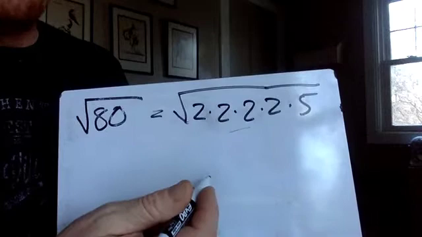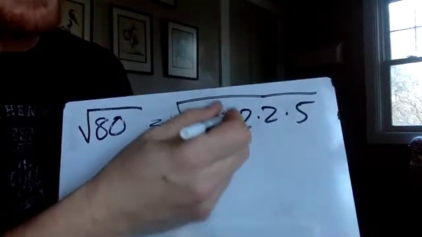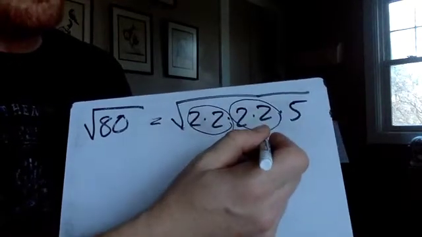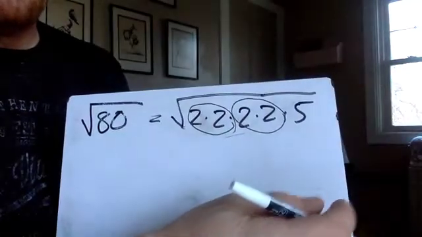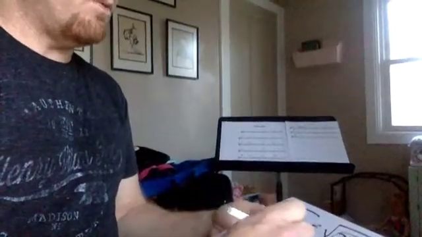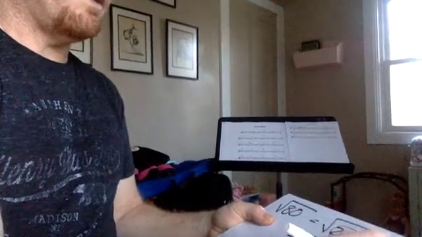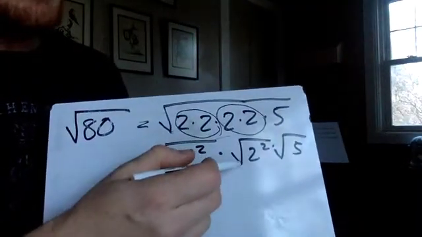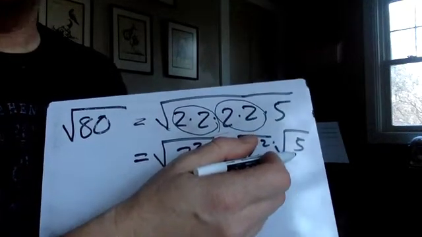Now what's great about writing it this way is I see that I can make a couple perfect squares out of this. If I take 2 times 2, that's going to give me 4. And if I take 2 times 2, that's going to give me 4. And then 5 is just kind of left by itself. So the way you can write this then, and you won't have to do this when you're doing it, is like this. You've got 2 squared under its own radical times 2 squared under its own radical times the square root of 5, which we know we can't simplify.